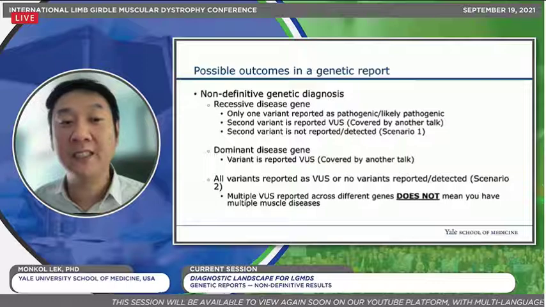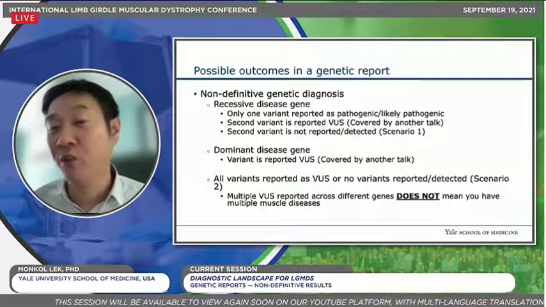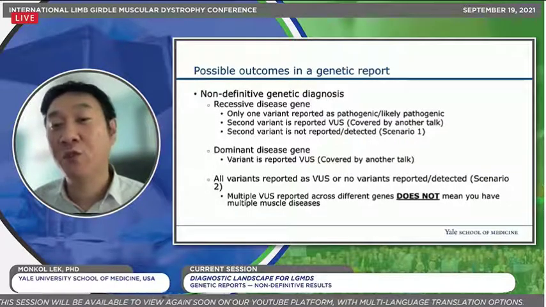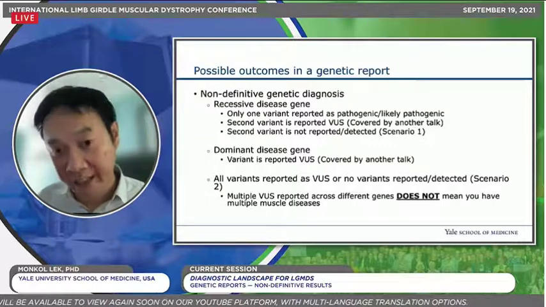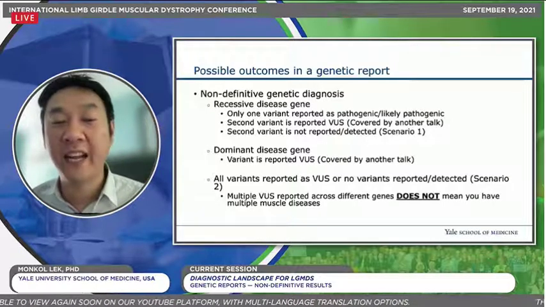The other possibility is the second variant is not reported or detected. And this is what I'm going to call scenario one. And later in the next slide, I'll go into the details of what that actually means.